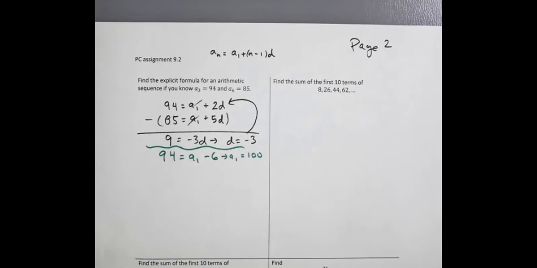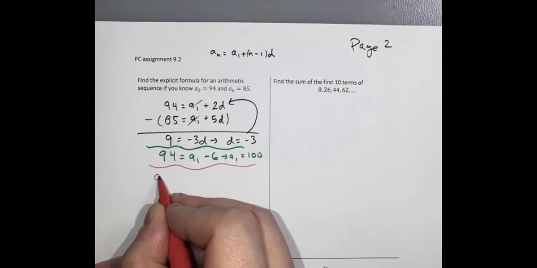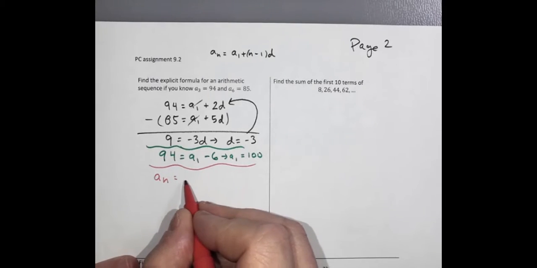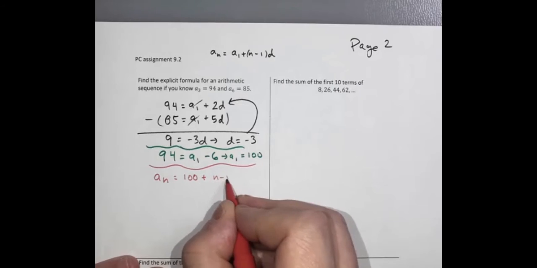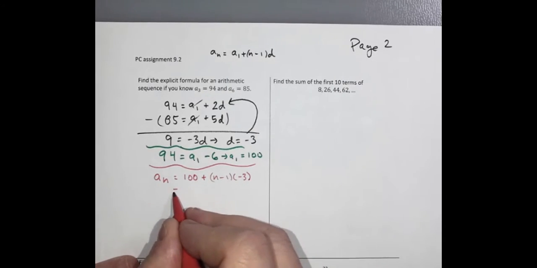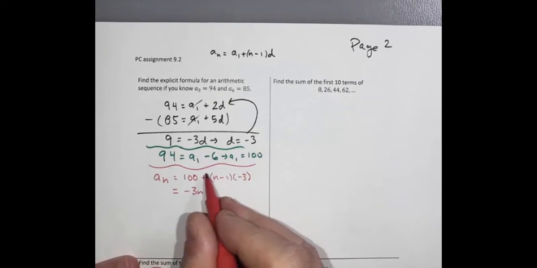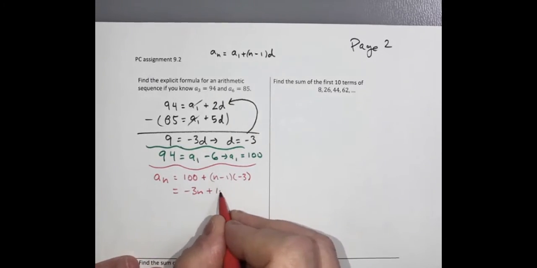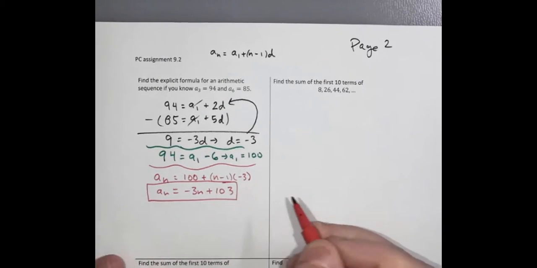So then I can actually tell you what the explicit form is, right? The explicit form would be a sub n equals the first term plus n minus 1 times that common difference, which is negative 3. And so if we choose to distribute here, negative 3n plus a 3 on top of the 100, and there is our nth term.